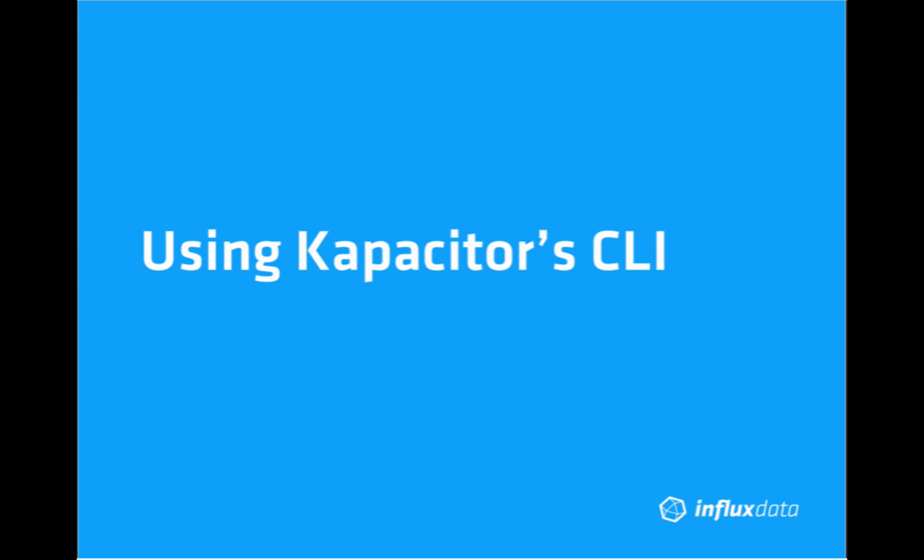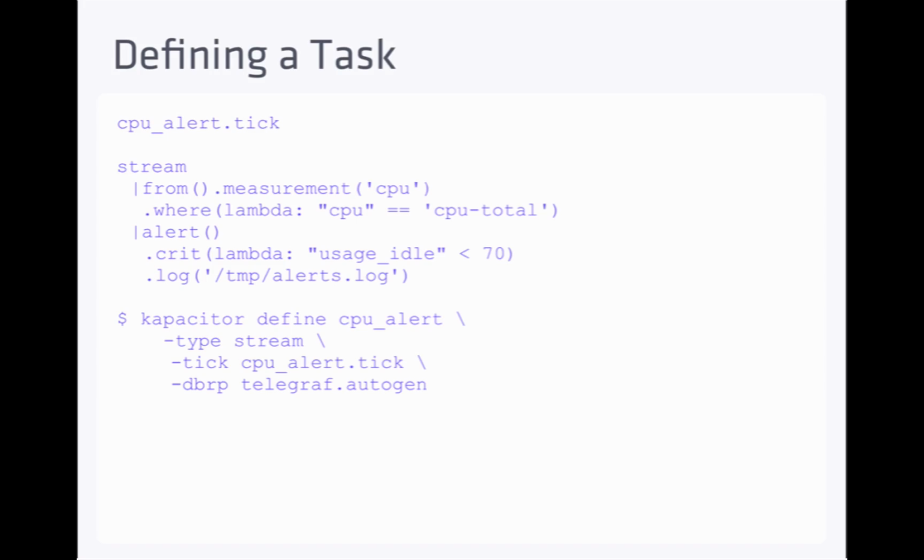Okay, so this section is going to be on using the Kapacitor CLI. So how do you interact with Kapacitor? So defining a task, let's say you have a file called cpualert.tick that contains the below tick script there. You would define that task, so add it to the Kapacitor daemon with the following command: kapacitor define, and then the name of the task. This is the unique identifier that you will reference it with in Kapacitor itself.